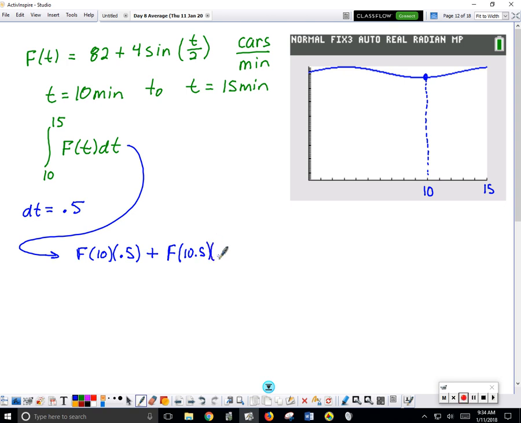And then we multiply that by the dt again. So really, look at it. It's related to area because f of 10 is this value. 0.5 is the width. And so we get a rectangle that's very narrow, kind of like this. Then we go to 10.5, which is this value. Change color. We get another rectangle, like this.